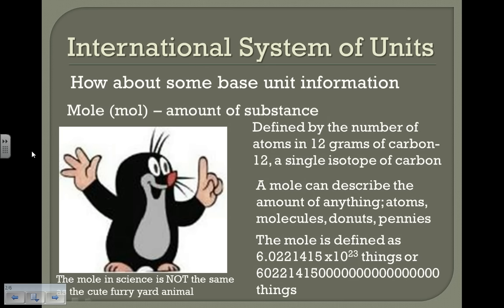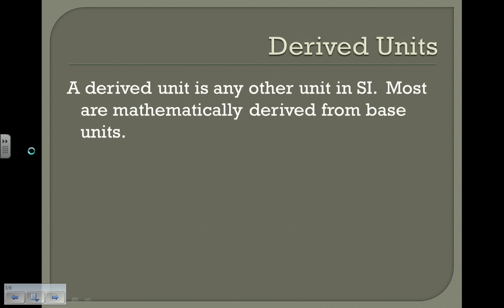Anyways, so that's about the base units, okay? So that's a little background. But now we need to talk a little bit about derived units. Derived units are any of the other units in the SI. So if it's not one of those 7, it's a derived unit. That's it. It's really that simple. If you know the 7, then you know what all the derived units are, because if it's not one of the 7, it's a derived unit.